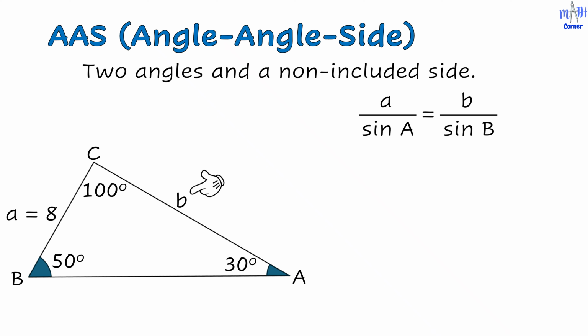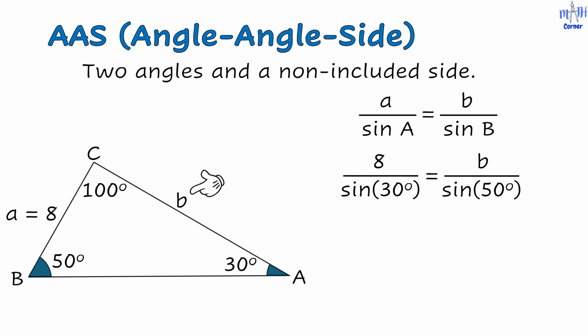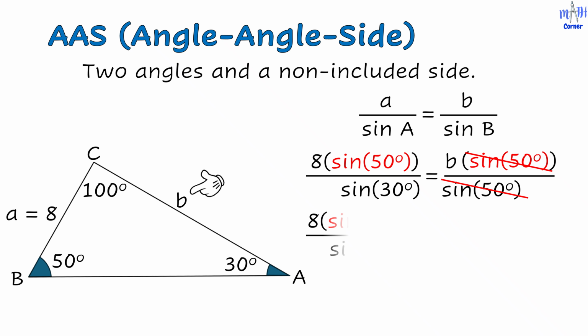Let's use a over sine A equals b over sine B. Substitute. 8 over sine 30 degrees equals b over sine 50 degrees. Multiply both sides by sine 50 degrees to isolate b. So, b equals 8 times sine 50 degrees over sine 30 degrees.